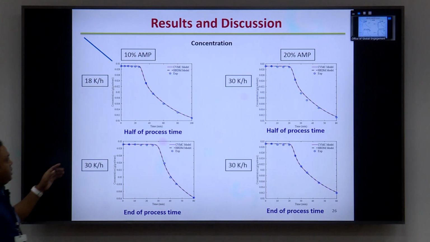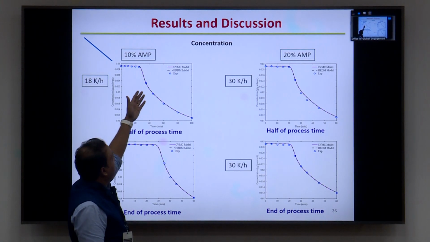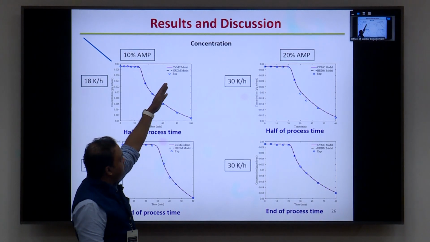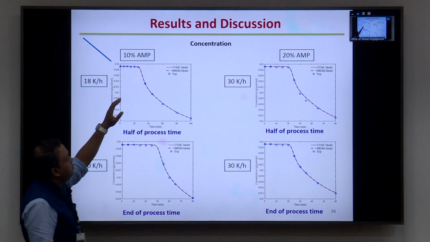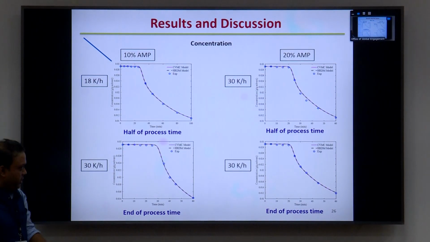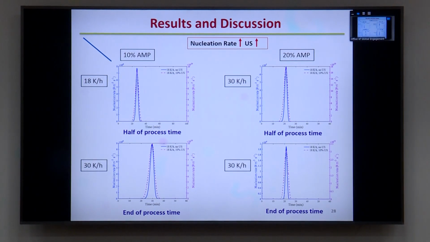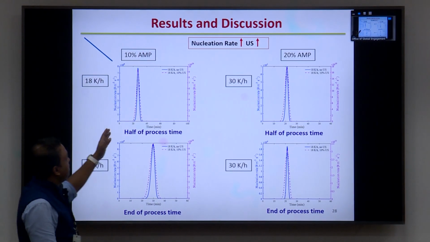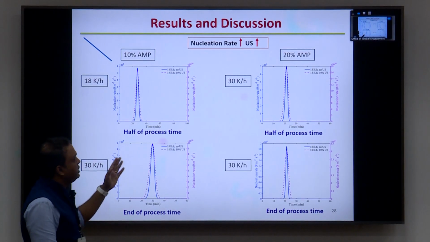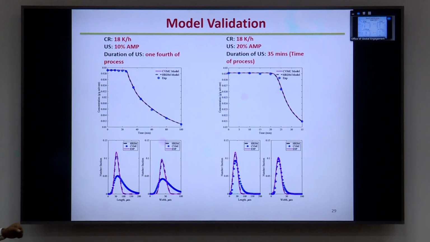As you can see, this is a concentration profile. Here you can see the experimental, high resolution discretization method and the constant volume Monte Carlo models all fit perfectly well for concentration as well as CST. And this is the nucleation rate. Here you can see there is an increase in nucleation rate for increase in ultrasound amplitude.